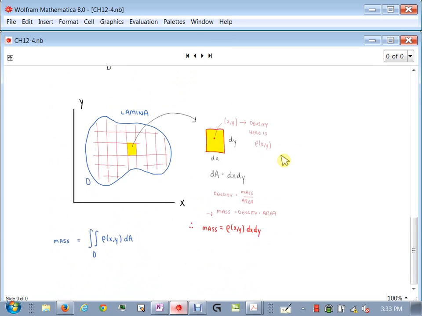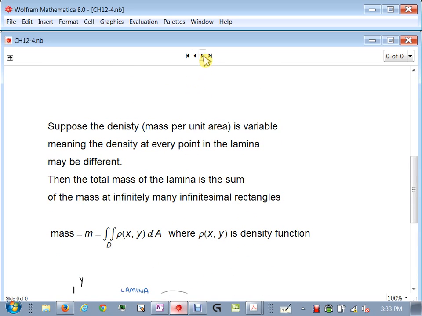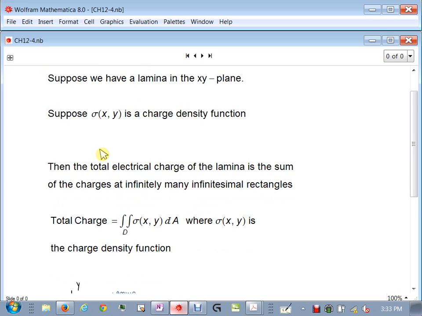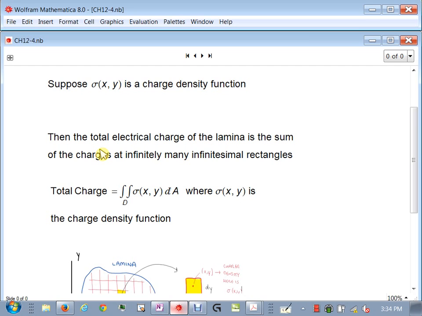Now, why would we care about finding the mass of a lamina? Well, let's talk about that in a minute. Another application: suppose we have a lamina, same thing, but instead of having the density at every point, we have some electrical charge. If we were given what's called a charge density function, sigma of x,y, so we know the charge density at every point on the lamina, then if we add them all up over the whole lamina, we get the total charge on the lamina. So again, it's a double integral. There's our charge density function, and there's our differential area.